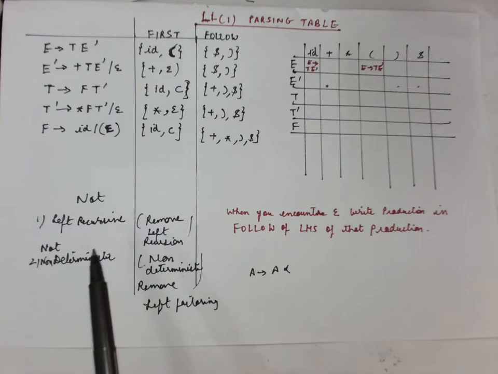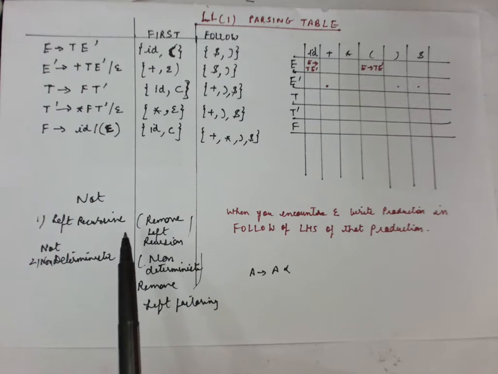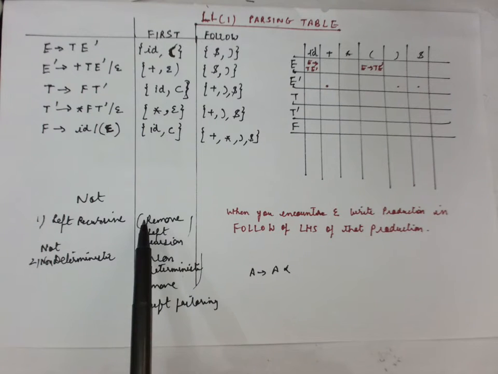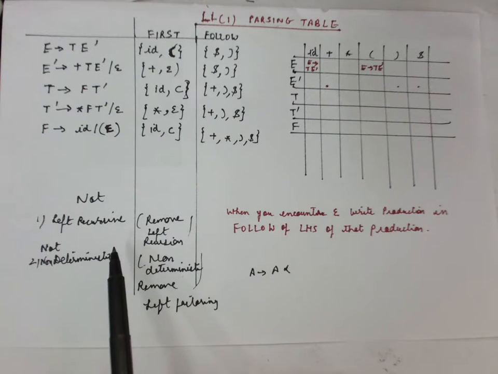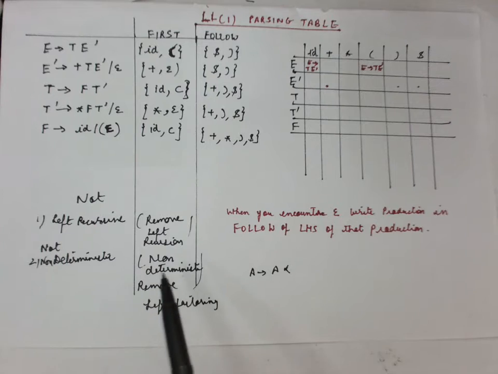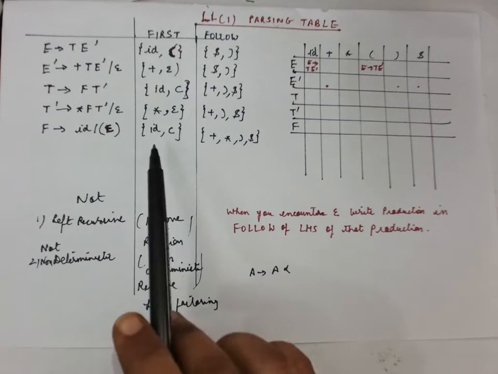First, whenever we are given any grammar, we have to see whether that grammar is left recursive. It should not be left recursive. If there is left recursion, we will remove it. Similarly, we also have to see that the grammar should not be non-deterministic. It should be deterministic. If it is non-deterministic, we remove that using left factoring. Once we have done both things, we will start with finding first and follow.